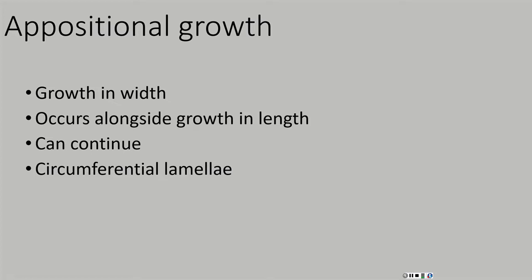And the way that this works is those osteogenic stem cells produce more osteoblasts on the outside edge of the bone. And they are going to lay down new circumferential lamellae. So the bone can get wider throughout your life. And we'll see what causes that in just a moment.